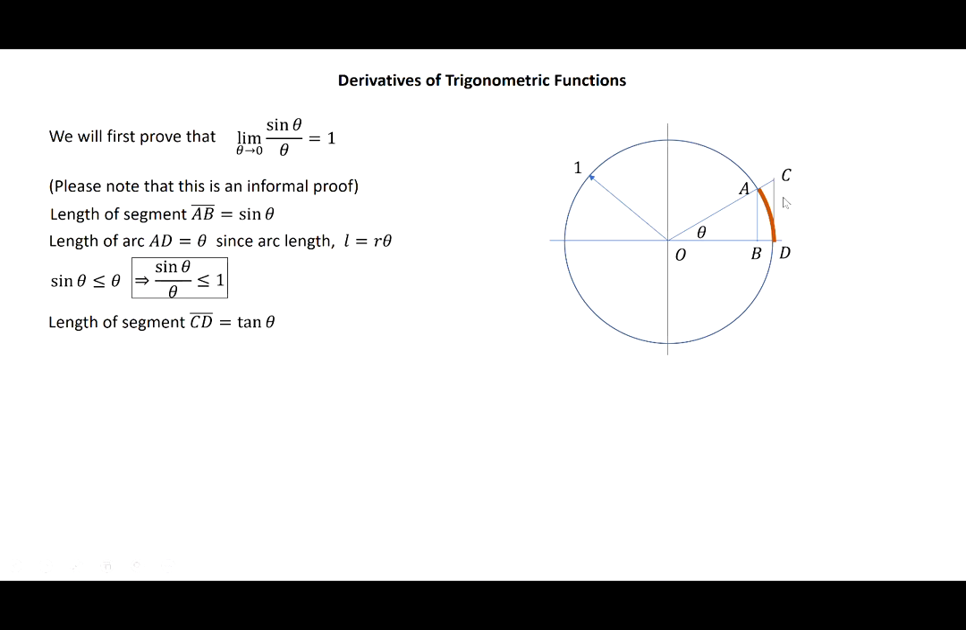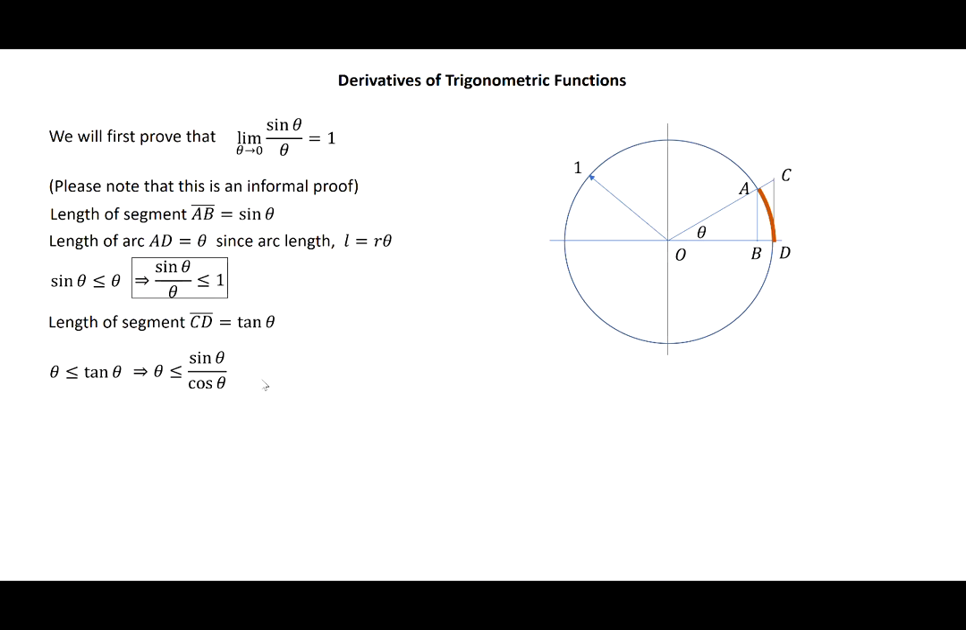Okay, so CD is equal to tangent theta, but then theta is less than or equal to tangent theta, that is, arc length is less than CD. So we'll replace this tangent theta with its identically equal sine theta over cosine theta.